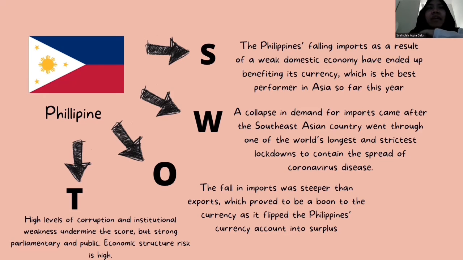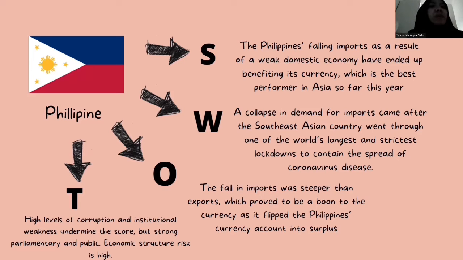So dia punya weakness is a collapse in demand for imports came after the Southeast Asian country went through one of the world's longest and strictest lockdowns pasal coronavirus lah. And then dia punya opportunity, the fall in imports was steeper than exports, which proves to be a boon to their currency as it flips the Philippines current account into surplus. So bila dia punya accounts dah flip into surplus, they memang ada peluang lah dekat situ, which is diorang punya opportunity. Okay, so now lastly is dia punya threats.